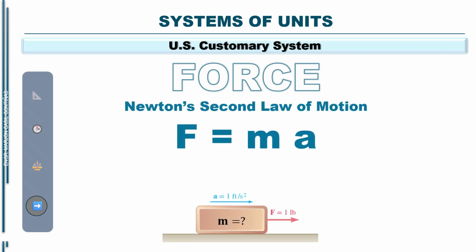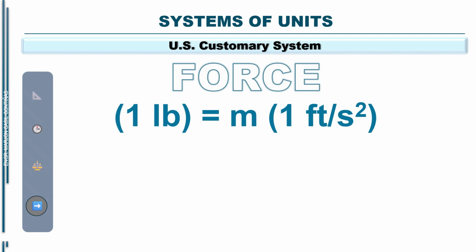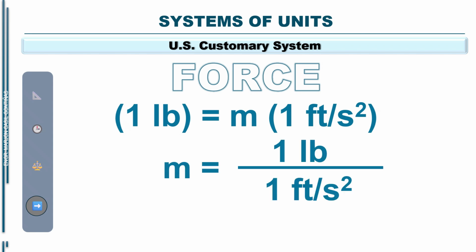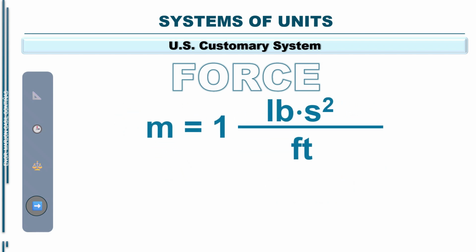But according to Newton's second law, if a force of 1 pound is applied, and we want the object to accelerate at 1 foot per second squared, its mass should be what? Force equals mass times acceleration. So, force of 1 pound equals mass times acceleration of 1 foot per second squared. So solving for mass, we get mass equals 1 pound per 1 foot per second squared. Simplify, we get 1 pound second squared per foot.